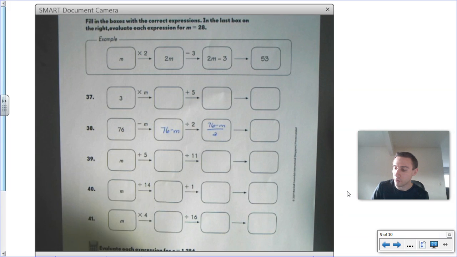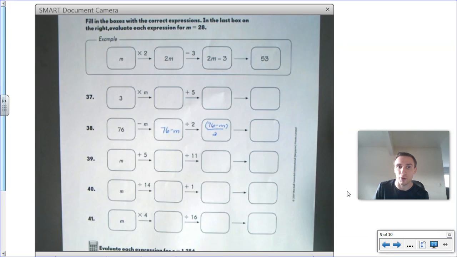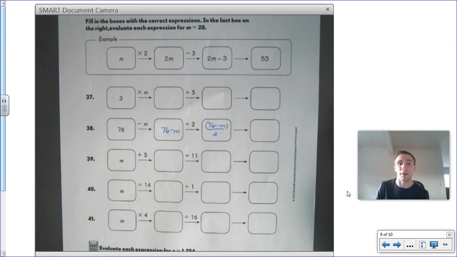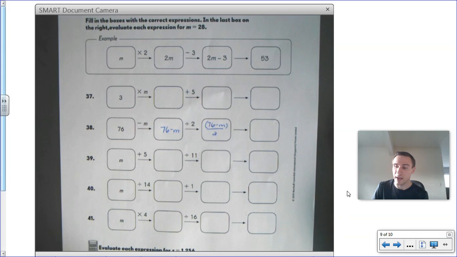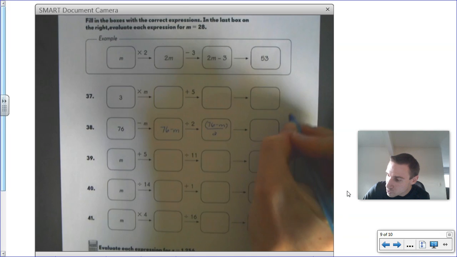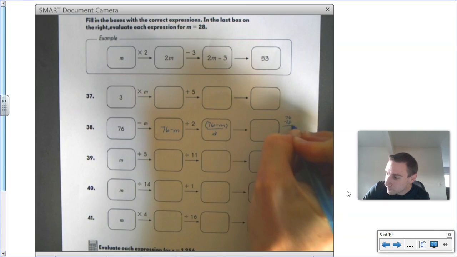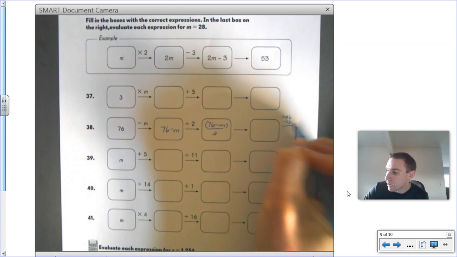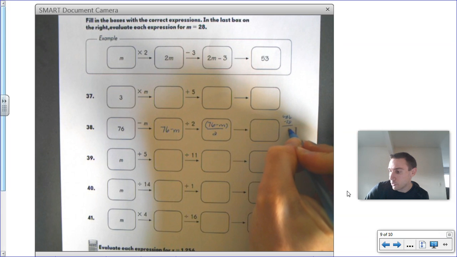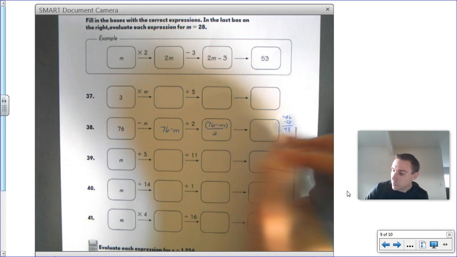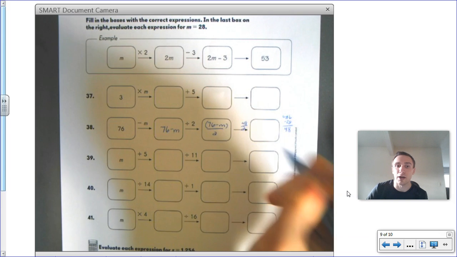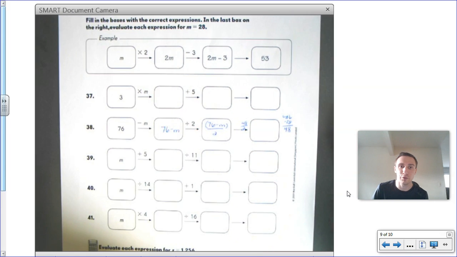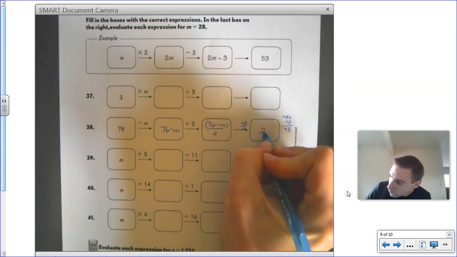And as we talked about, I might want to use grouping symbols. So I have the parentheses around the 76 minus m. Now, to solve this, I'm going to have to plug in 28, where the m is. So on the side, I might do some work, 76 minus 28, and I'm going to borrow and carry. So I have 16 minus 8 in the ones place, that's 8. 6 minus 2 is 4. So I have 48 in my numerator, and then I have 2 in my denominator. Now 48 divided by 2, or 48 halves, is going to give me 24.